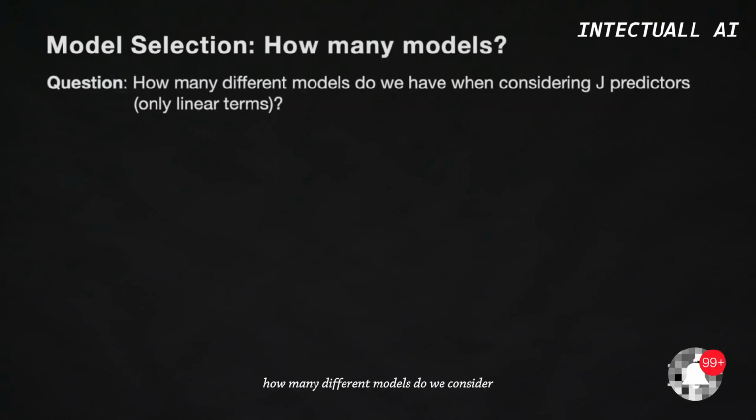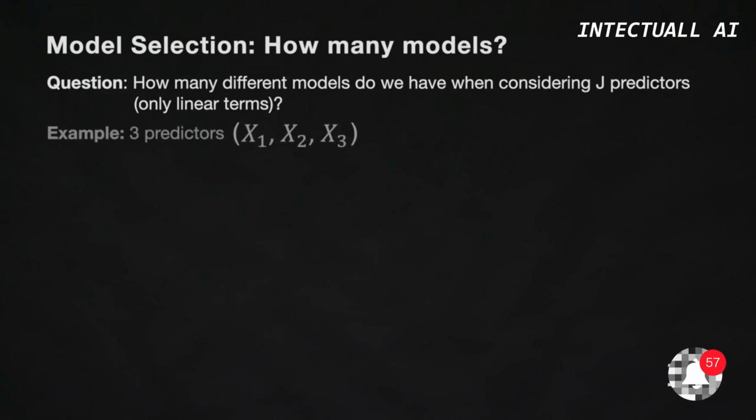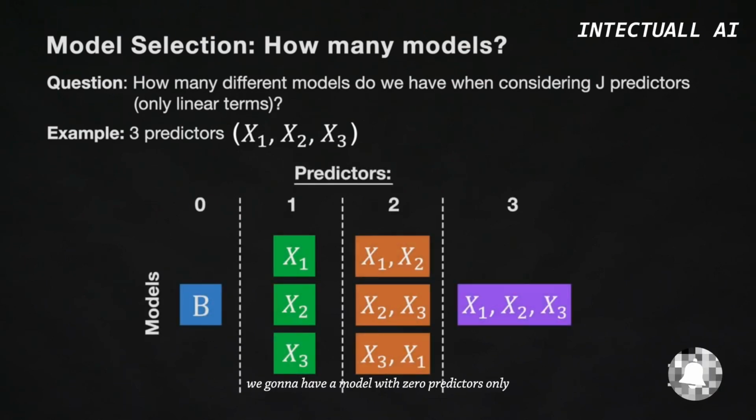For example, how many different models do we consider when we have J predictors? Again, an example is 3 predictors. We're going to have a model with 0 predictors, only including the bias. It's going to be only one model. Models with 1 predictor, we have 3 models: only consider x1, only consider x2, or only consider x3. Models with two predictors will be x1 and x2 together, x2 and x3 together, and x3 and x1 together. Models with three predictors will be only one that includes all three predictors.